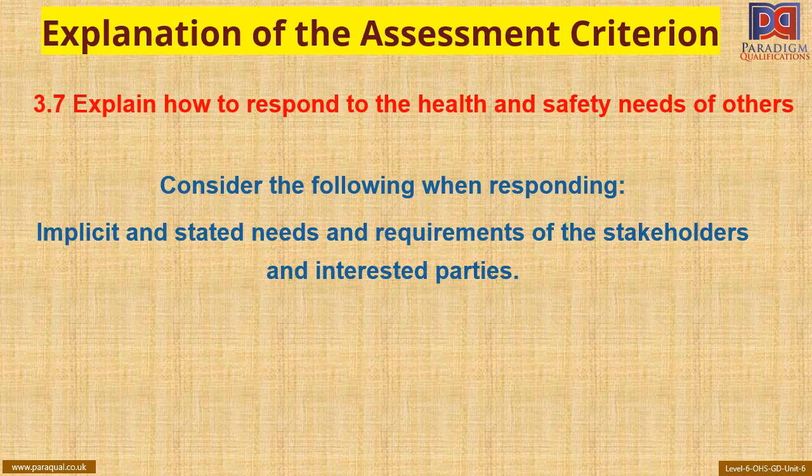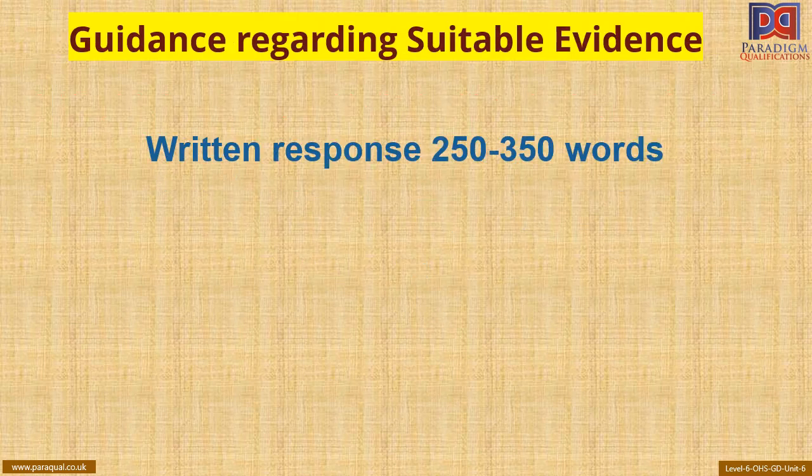3.7 explain how to respond to the health and safety needs of others. Consider the following when responding. Implicit and stated needs and requirements of the stakeholders and interested parties.